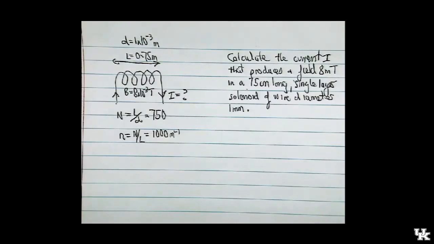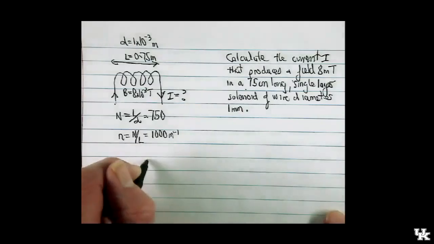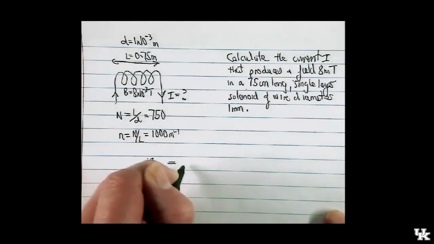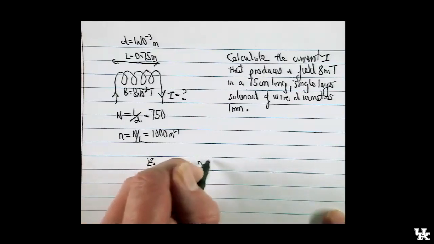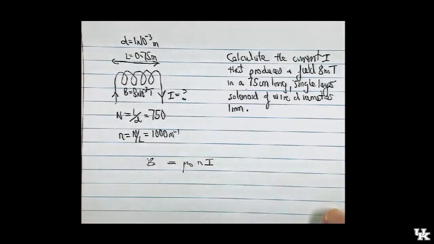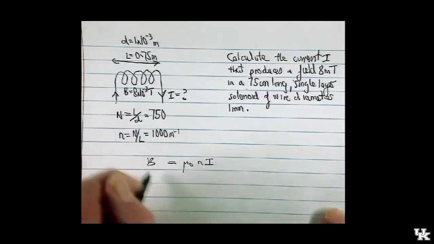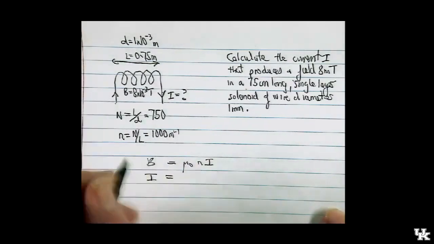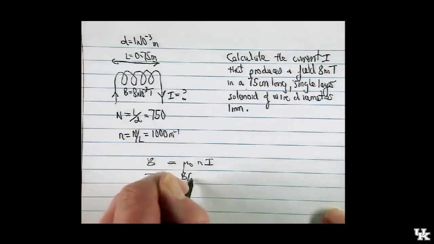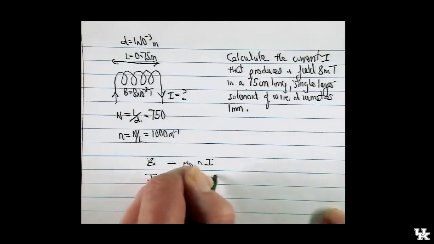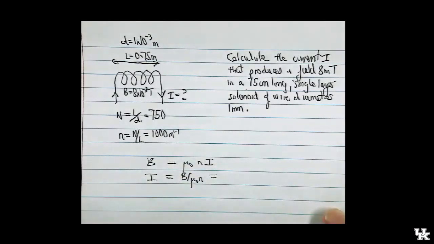Now I said to myself, I want to calculate the current that creates a particular magnetic field. So I'm going to go to my master equation for the solenoid, that the field is mu naught times the number of turns per unit length times the current. So B equals mu naught n i. I want I. And so I just got to divide through by mu naught and n. So it's going to be B over mu naught times n. And then I can fill in these numbers.